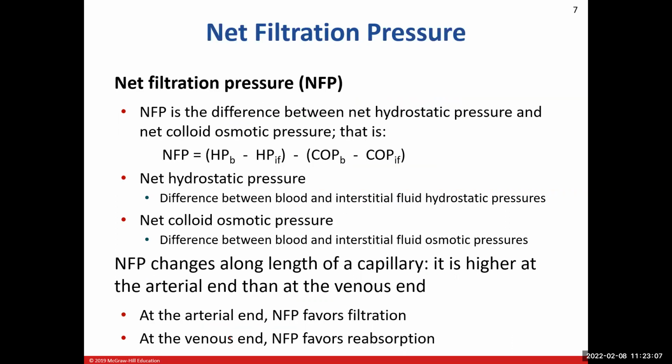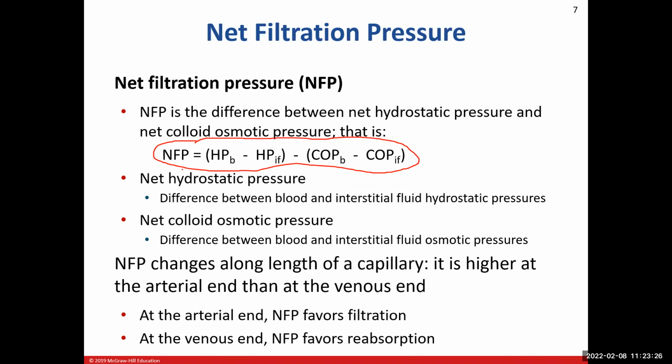All right, so now that we know these terms, we're going to figure out a way to determine what we call our net filtration pressure. You need to memorize this equation here, because I can guarantee you this will be on a test. All right, so let me interpret this equation for you.